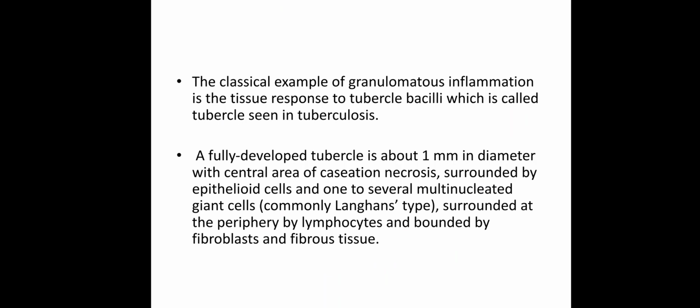The classical example of granulomatous inflammation is the tissue response to tubercle bacilli, which is the tubercle seen in tuberculosis. A fully developed tubercle is about 1 mm in diameter with a central area of caseating necrosis surrounded by epithelioid cells and then several multinucleated giant cells, commonly the Langhans type of giant cells. And then it is surrounded at the periphery by lymphocytes and bounded by fibroblasts and fibrous tissue.